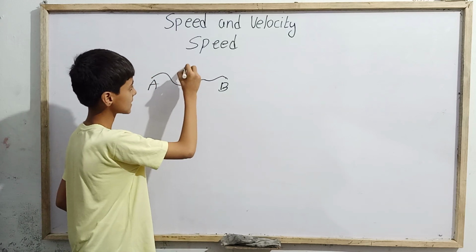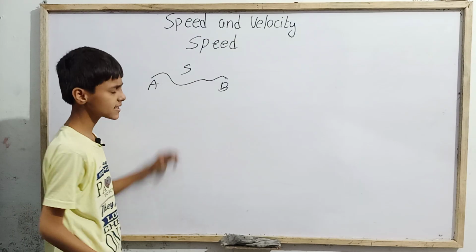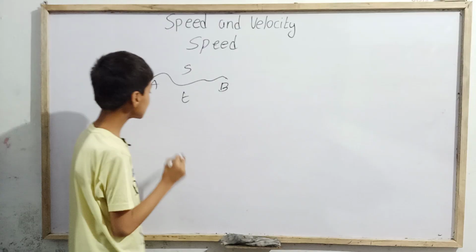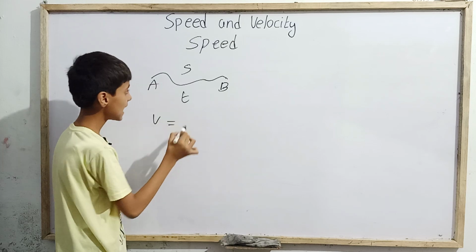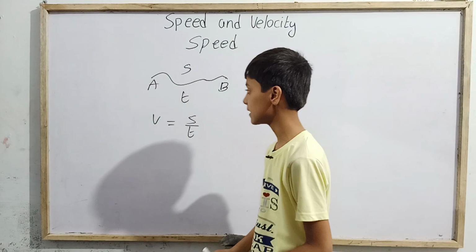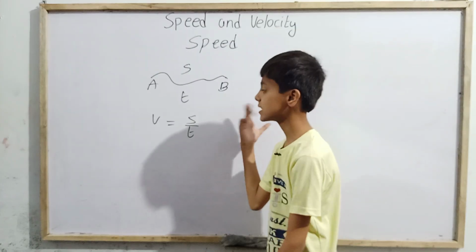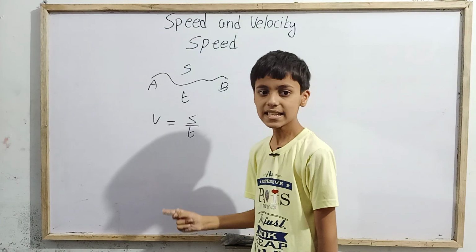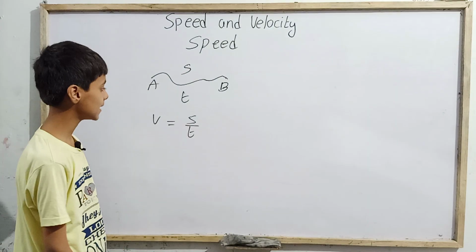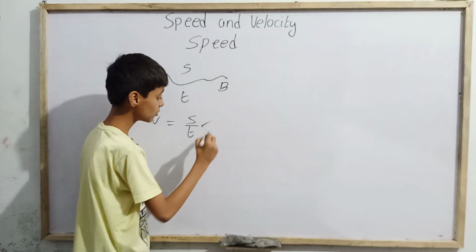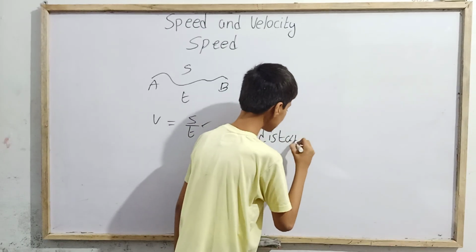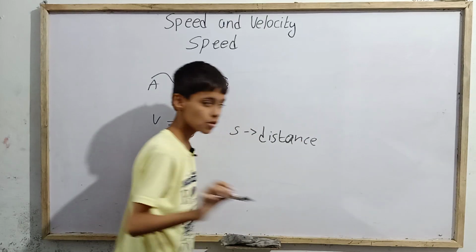If I am covering the distance s in t seconds, then I can define my speed v as s divided by t. Now you will say that for velocity I also defined the same thing, s by t. Then what is the difference between them? But note here that s is the distance. It is not displacement.